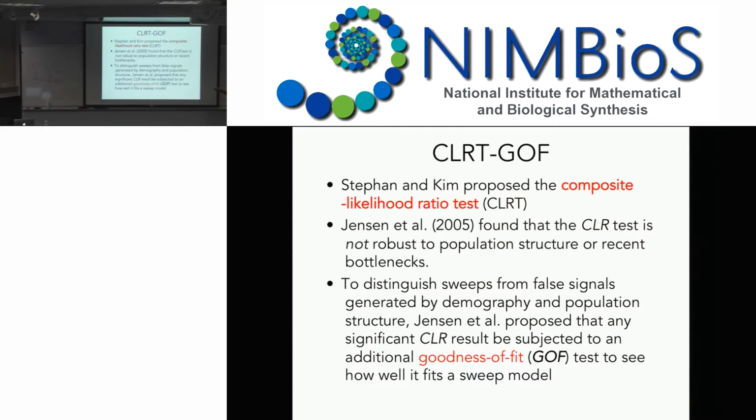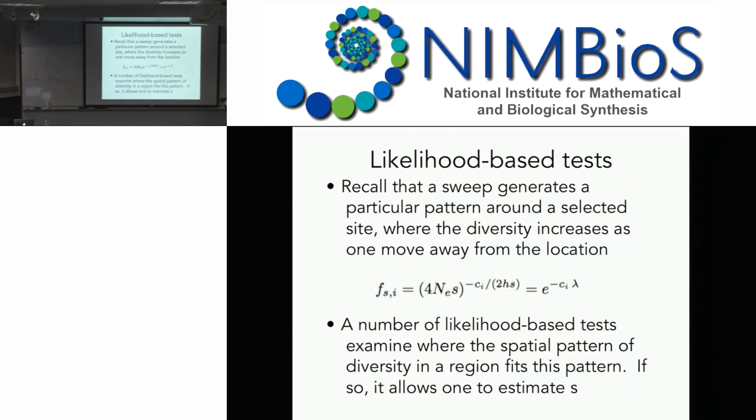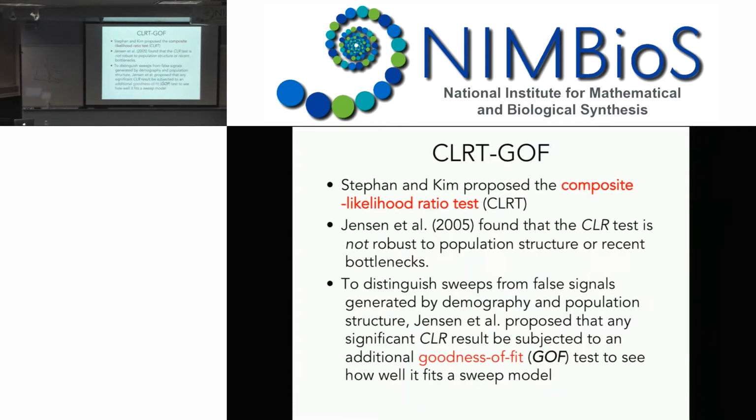Jensen found out that this isn't really robust to population structure. Why? Because what Stephan originally started with is you take this and see how it modifies the Waterson distribution. The Waterson distribution is the site frequency spectrum for an equilibrium neutral population. If your population was not at equilibrium when the sweep occurred, you're not modifying the equilibrium distribution, you're modifying some other distribution. So they proposed that can give you errors.